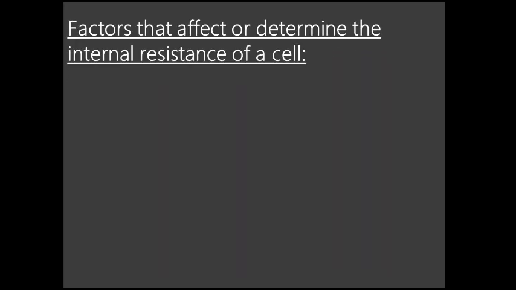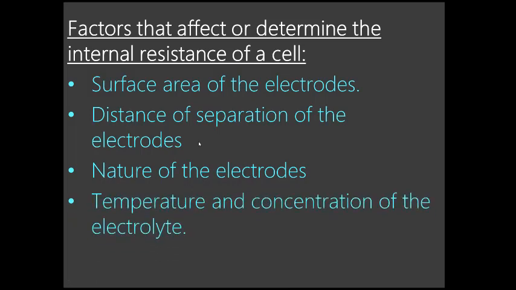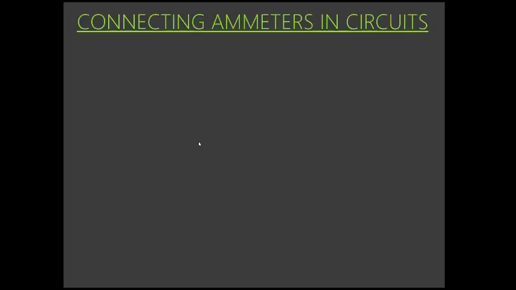Okay, what are the factors that affect or determine the internal resistance of a cell? Number one is the surface area of the electrodes, the distance of separation of the electrodes, the nature of the electrodes used, and the temperature and concentration of the electrolytes. So I will request you to research and find out how each of these affects the internal resistance of the cell. How do we connect ammeters in circuits?